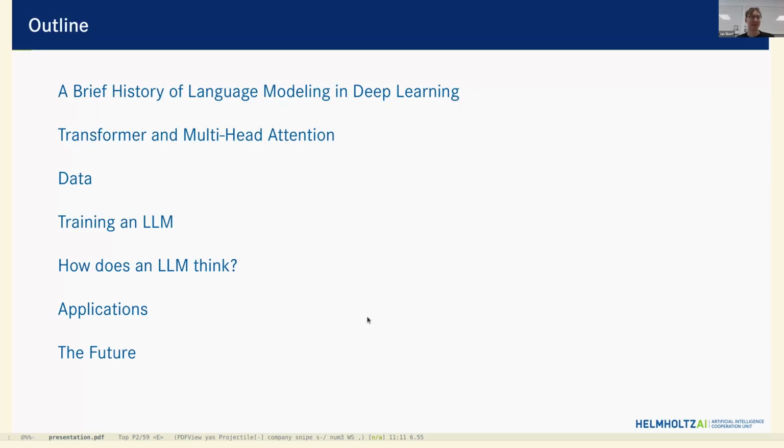Quick outline. First, I'll give a very brief introduction to language modeling in our field of deep learning. I'll introduce the transformer, which is the backbone behind all these large language models. We will talk a bit about how data looks like, how we actually train our large language model, and then we will close with how we can think about LLMs, how they think, what some applications for large language models are, and also a future outlook.